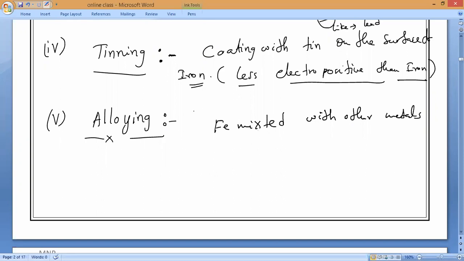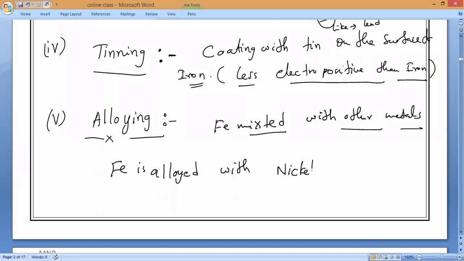So iron is alloyed with other metals; alloying basically means mixed with other metals. Iron is alloyed with nickel or chromium so that it will prevent corrosion. That is what you can say: it will prevent corrosion.